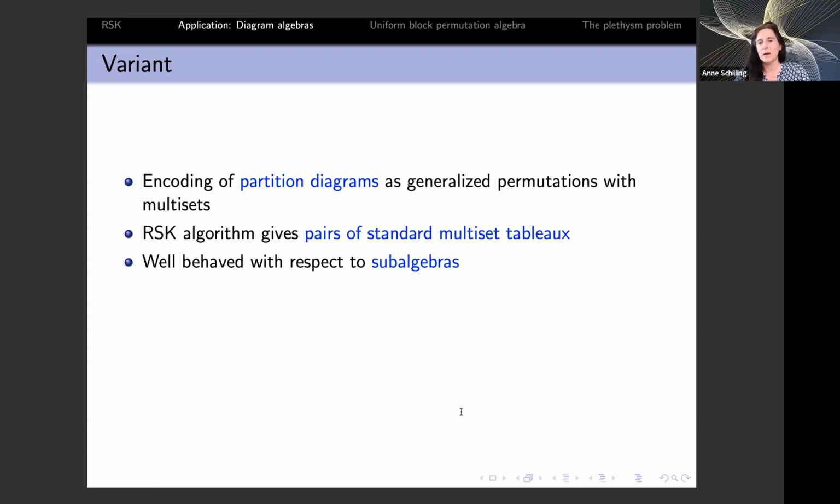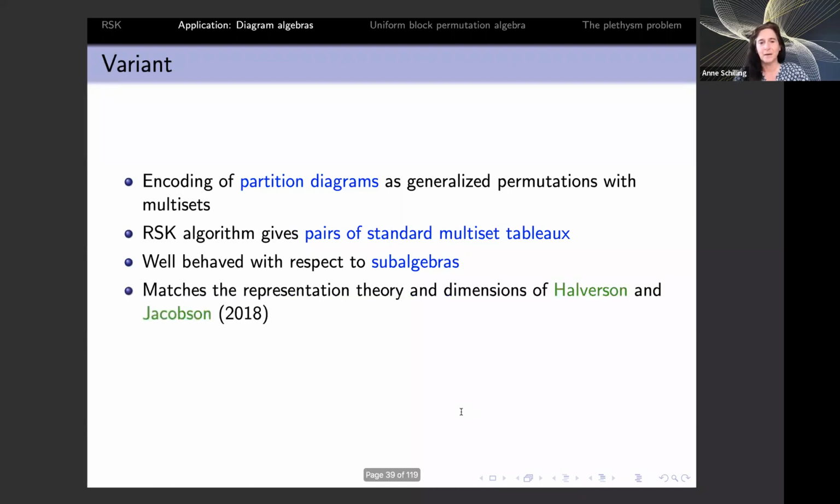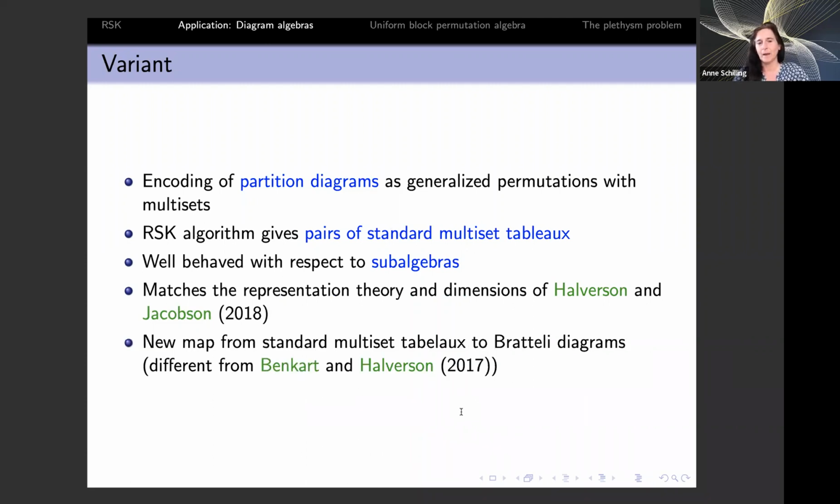And as I mentioned before, this insertion algorithm or this correspondence is well behaved with respect to taking subalgebra. So that's kind of the surprising aspect. And it also matches the representation theory of Halvorsen and Jacobsen for these partition algebras. And it also gives a new map from standard multiset tableau to Bratelli diagrams. I won't actually describe that in this talk, but I thought I would mention it anyway, which is different from a map that was given by Bankert and Halvorsen.